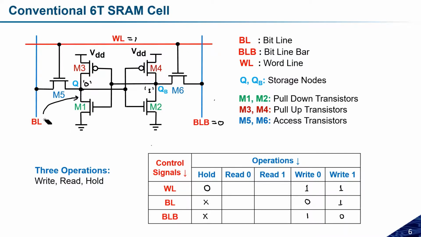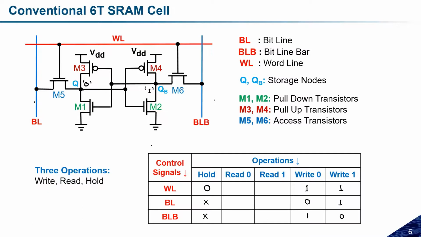Now let us talk about how to read 0 or read 1. How can we do that? I think the hold and write operations are perfectly clear. Now let us move ahead with the read operation. How can we read the data from this memory? For that purpose, what do we need? The read operation is somewhat different from the write and the hold operations. Let us try to see how it is different.